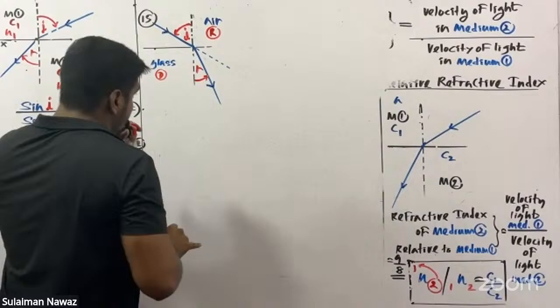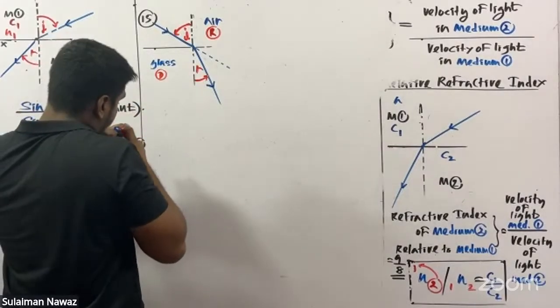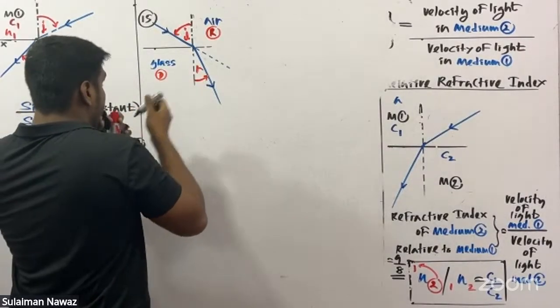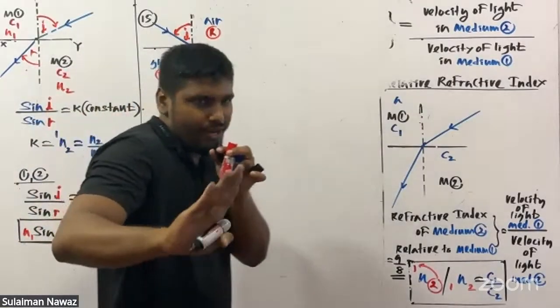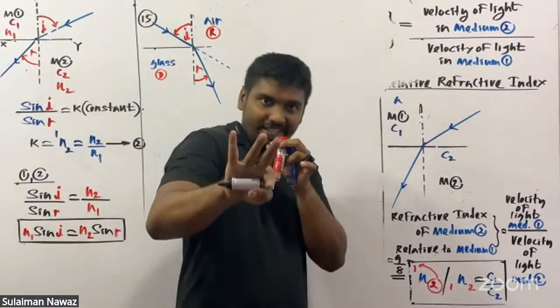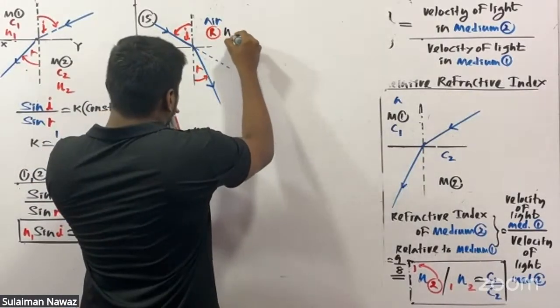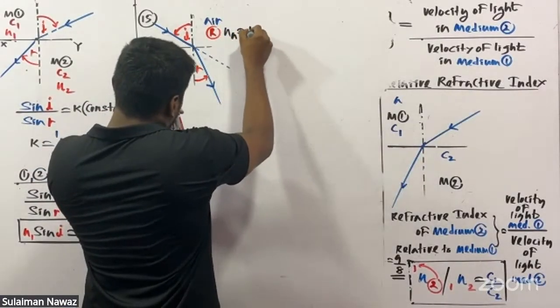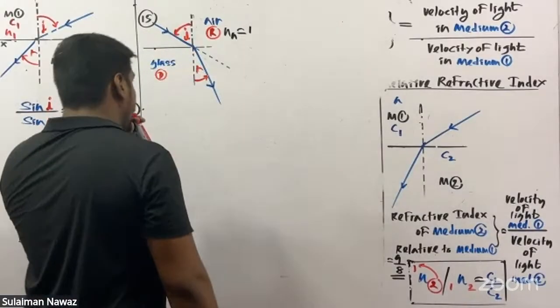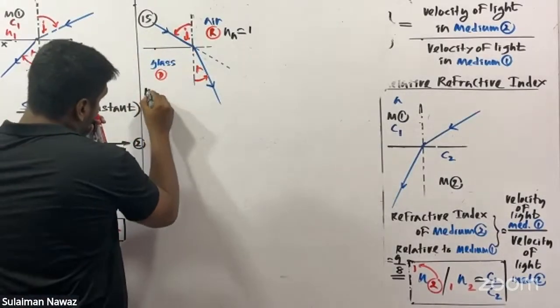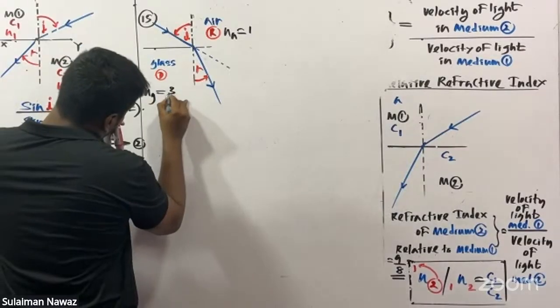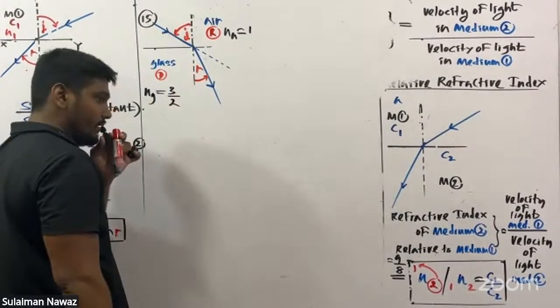They don't need to give the absolute refractive index of air. We know that the absolute refractive index of air, we learned, is 1. And we all know the absolute refractive index of glass, that is, Ng means what? 3/2.